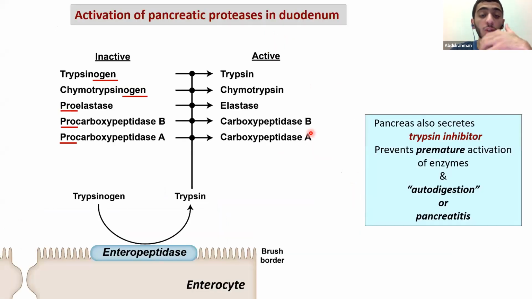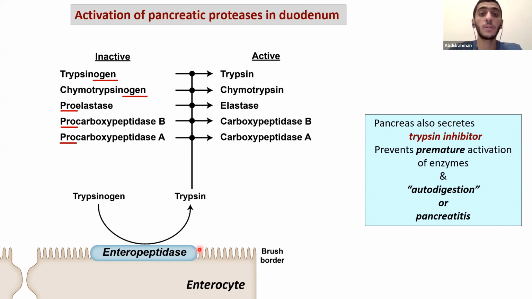Now, when it comes to the activation, enteropeptidase is an enzyme that's found on the epithelium, or the brush border, of the cells. As you can see right here on this brush border of the cell, there's this enzyme known as enteropeptidase.